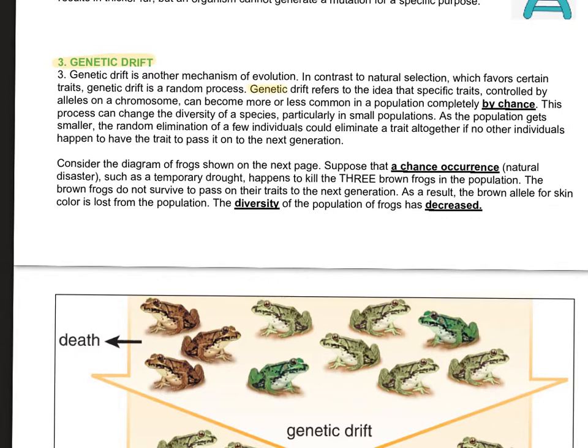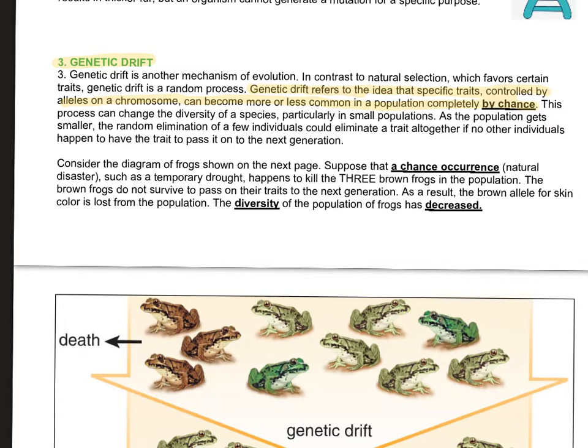Okay, so once again, genetic drift refers to the idea that specific traits controlled by the alleles on a chromosome can become more or less common in a population completely by chance. This process can change the diversity of a species, particularly in small populations. As a small population gets smaller, the random elimination of a few individuals could eliminate a trait if no individuals happen to have that trait to pass down to the next generation. So it could limit species diversity in this case.